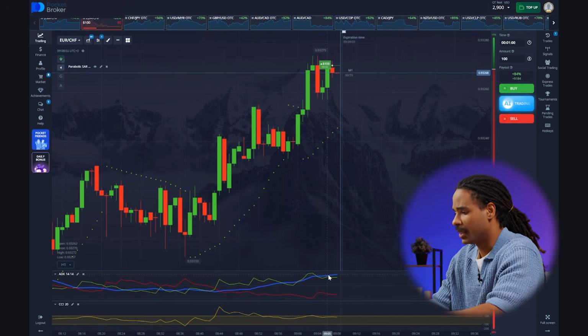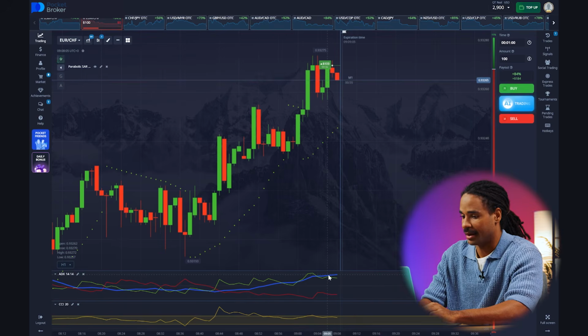Now, let me explain why. The ADX is the key indicator. Its main line shows the strength of the trend. If it's above 25, it means the market is in a strong movement. If it's below 20, the market is flat. The higher the line, the stronger the trend, and vice versa.